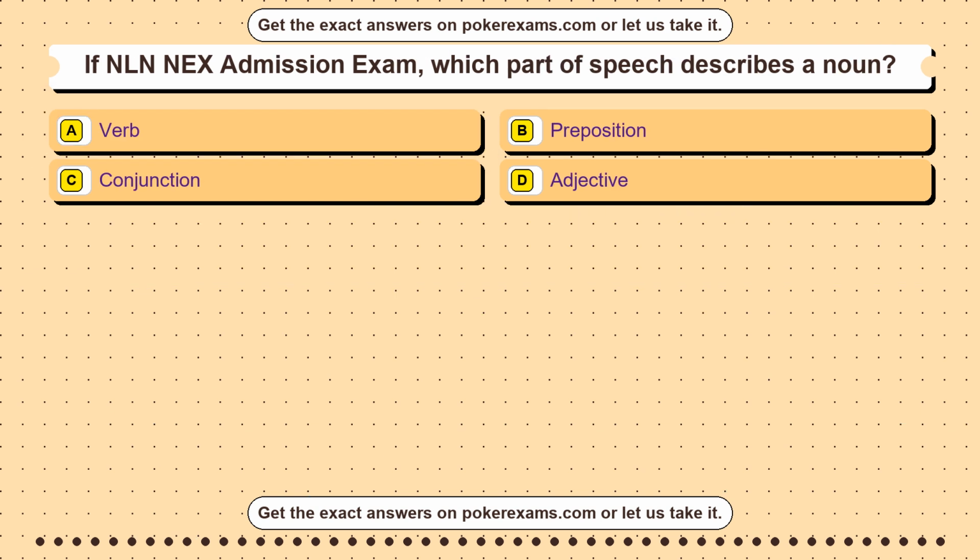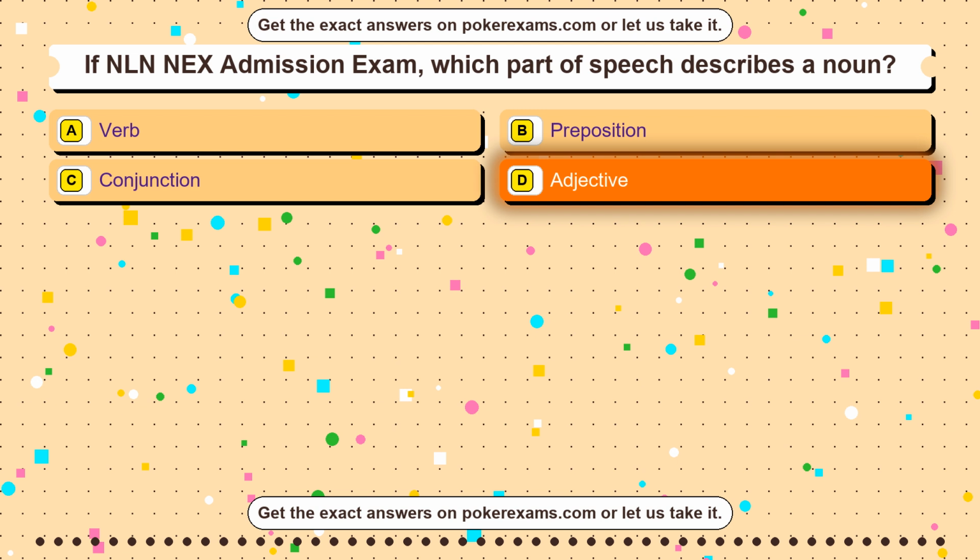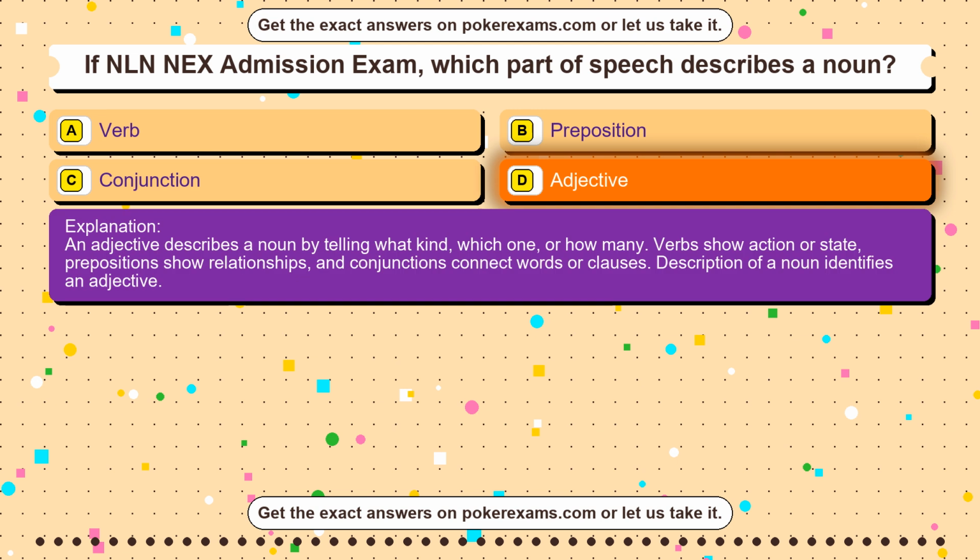Question 30. If NLN NEX Admission Exam, which part of speech describes a noun? Option A verb. Option B preposition. Option C conjunction. Option D adjective. The correct answer is option D. Adjective. An adjective describes a noun by telling what kind, which one, or how many. Verbs show action or state, prepositions show relationships, and conjunctions connect words or clauses. Description of a noun identifies an adjective.